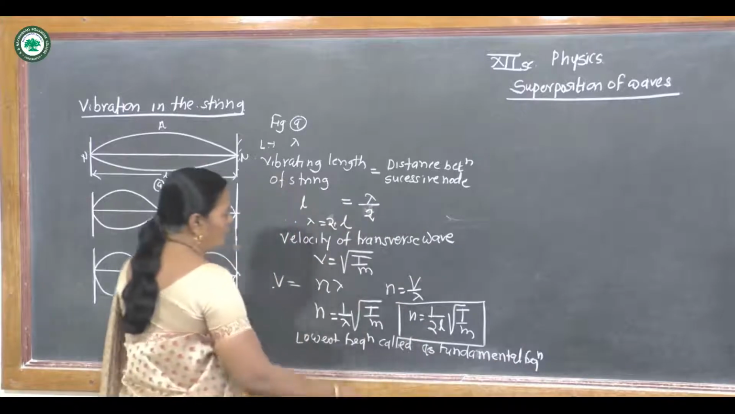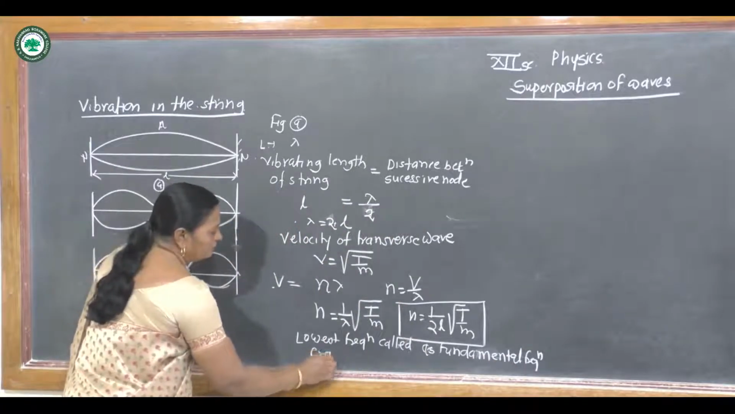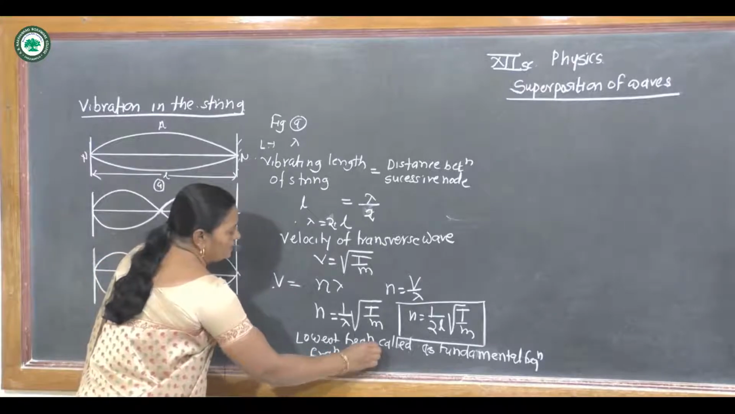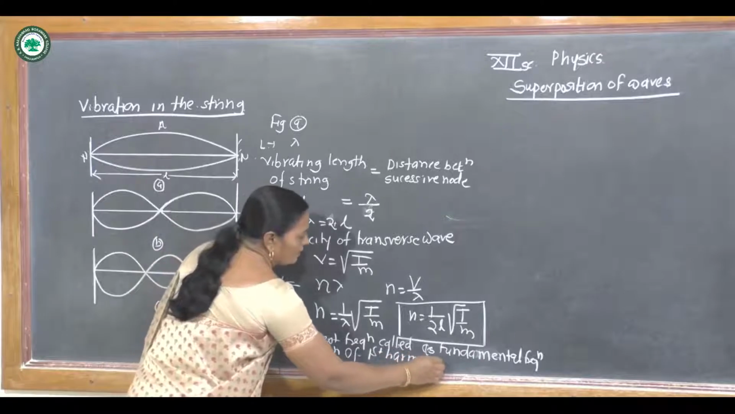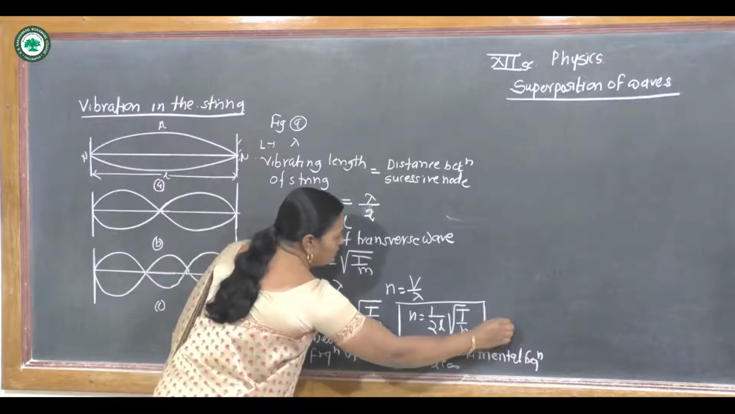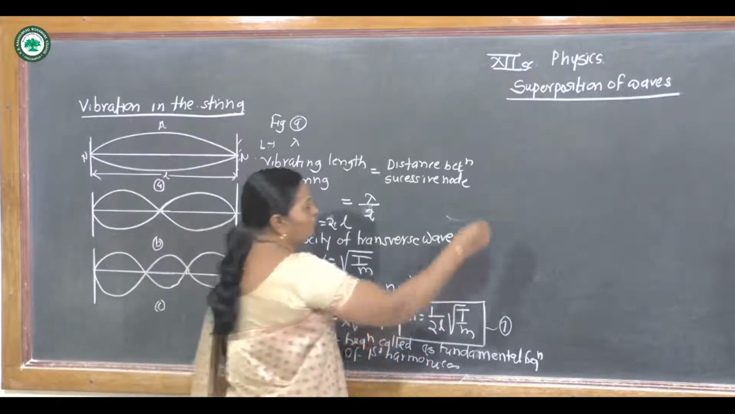It is also called the first harmonic, the frequency of the first harmonic. This is equation number 1. Now we consider the next mode.